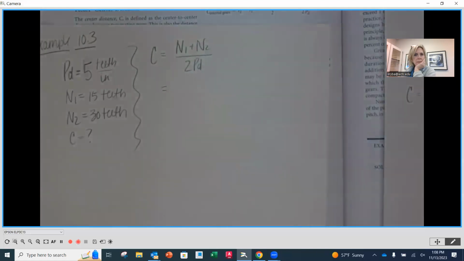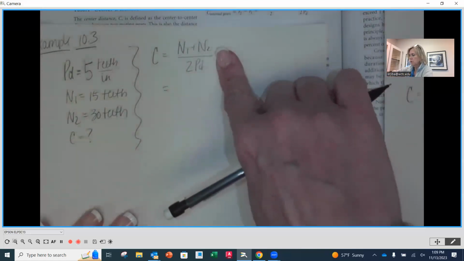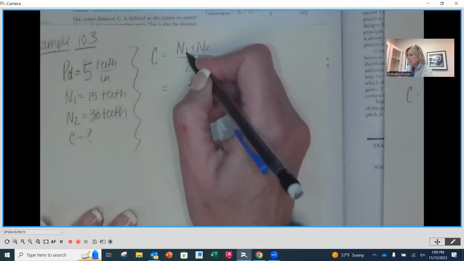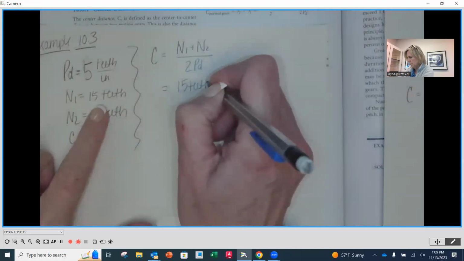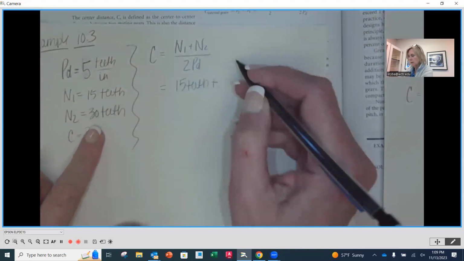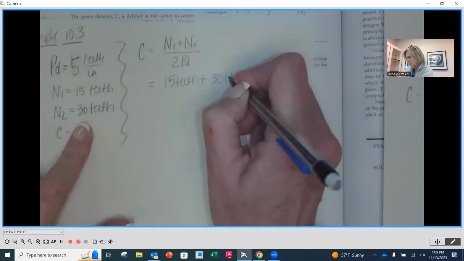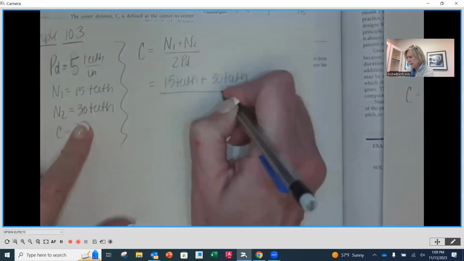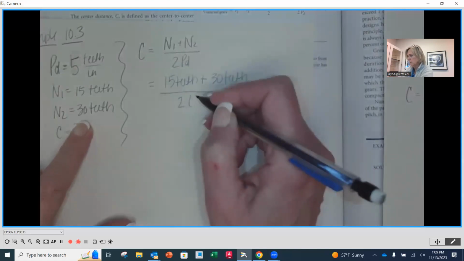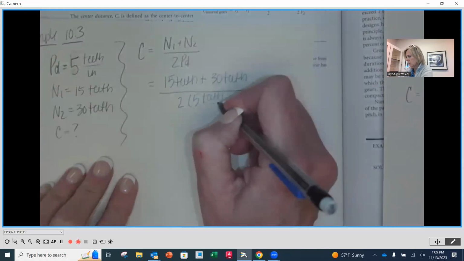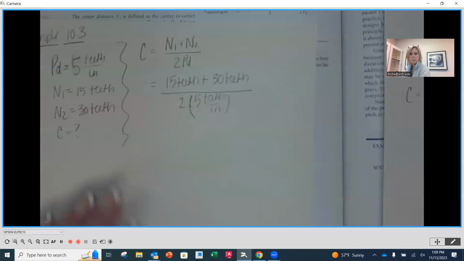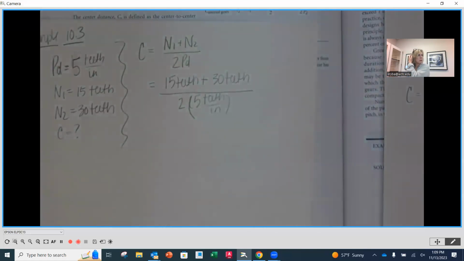So as we plug in our values here with our units, here's our equation in variable form. Make sure you always start with that. Our number of teeth in our pinion is going to be 15 teeth, plus the number of teeth in our gear is 30 teeth, divided by 2 times the diametral pitch of 5. And this is teeth per inch, right? Diametral pitch, teeth per inch.